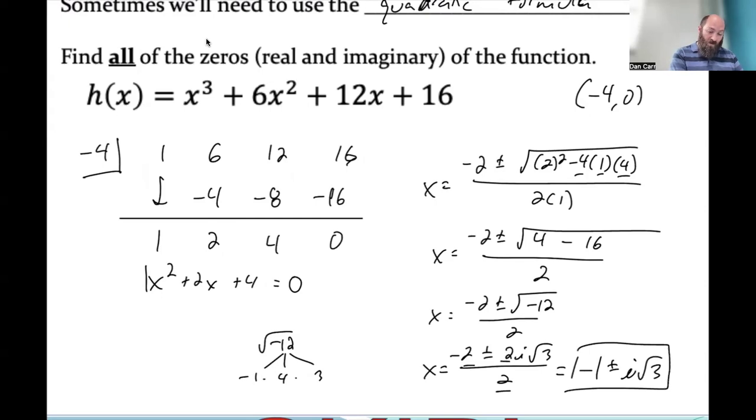And so I've got 1 real zero at x equals -4, and then 2 imaginary zeros right here at -1 plus or minus i root 3. So solving quadratics, all that stuff that we did in Unit 2, coming back. So make sure you're using that here.